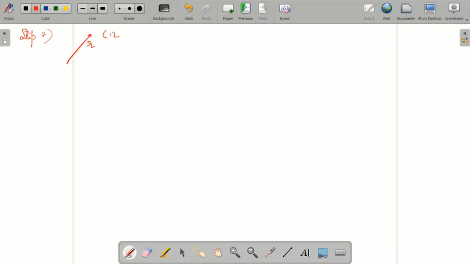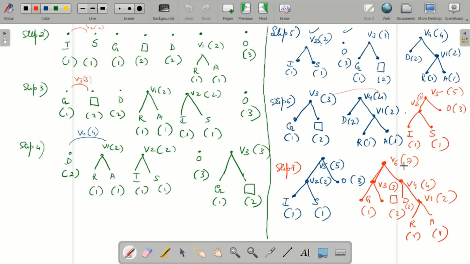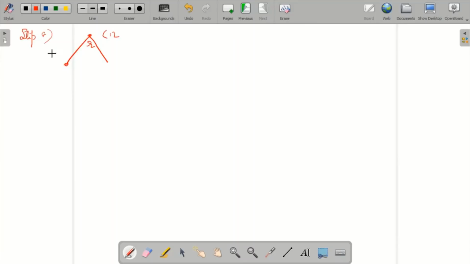So it has two branches. If you see over here, one is V5 and another one is V6. V5 had the weight 5 and V6 had the weight 7, and within that V5 we had V2 and O. This was O and this was V2. So V2 had 2 and O had the weight 3, and for this V2 again we had I and S. I and S with the weight 1 and 1. So this left branch is completed.